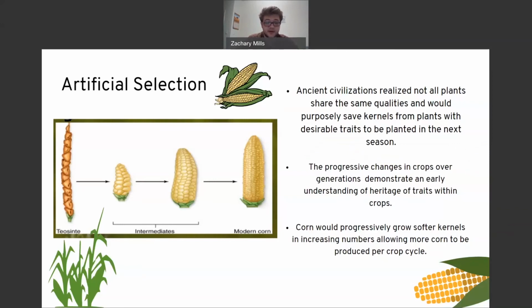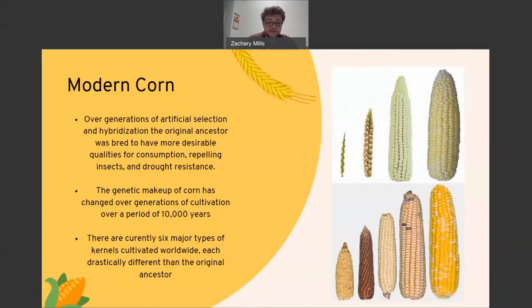within plants. Corn, as a result, will progressively grow softer kernels in increasing numbers, allowing more corn to be produced per crop cycle. After generations of artificial selection and hybridization, we have gone from a tiny stalk with few kernels to large sweet corn with hundreds of kernels that we now love today.